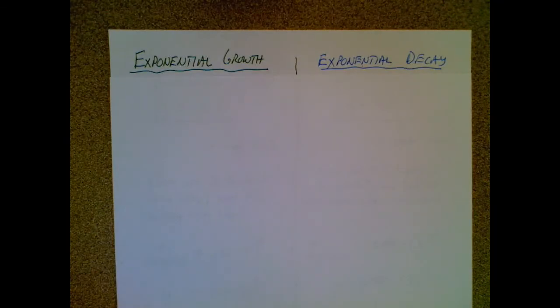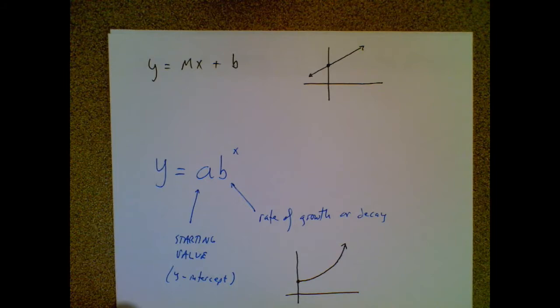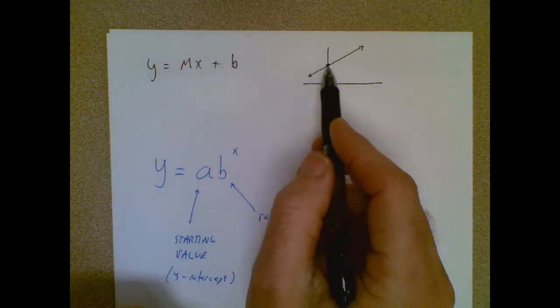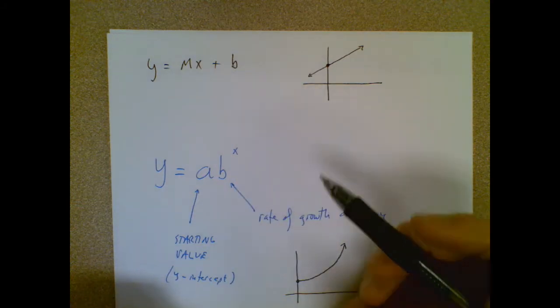Over the next couple of assignments, you're going to be working on exponential growth and exponential decay. And before we get into it, let's relate it to something you're already familiar with. You're familiar with y equals mx plus b. B is your y-intercept, m is your slope, and you end up getting a straight line out of this.